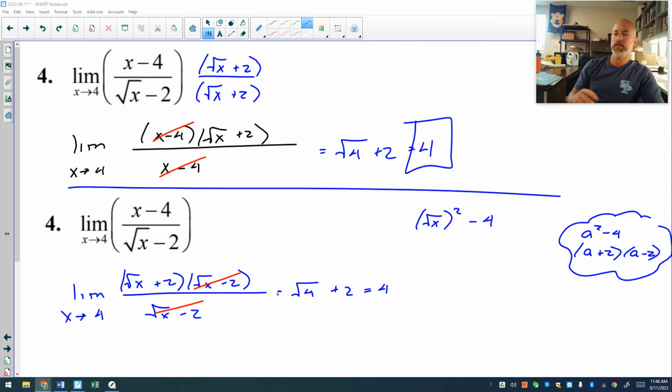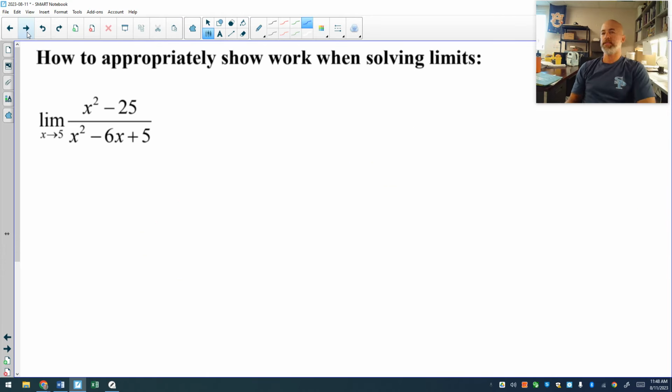Okay, so let's talk a little bit about how you write your answers when you are solving limits. So how to appropriately show work when solving limits. What you do not want to do is this. Now we may look at this and tell, okay, 5 squared minus 25 is 0. 5 squared minus 6 times 5 plus 5 is also 0. So I can tell this is indeterminate. I'm going to have to do some more work. And so that more work is to factor.